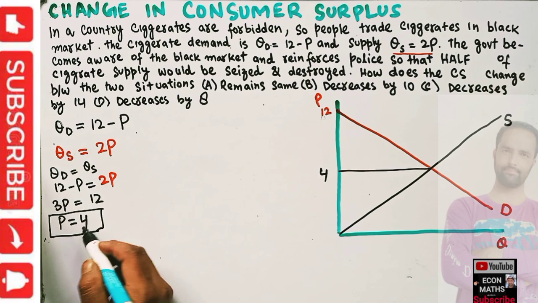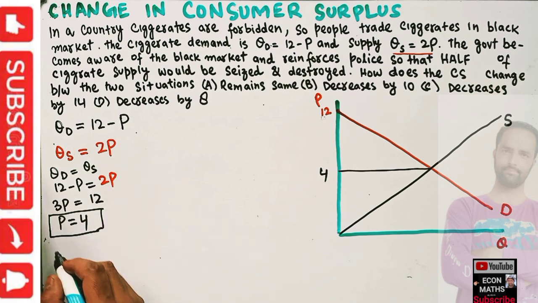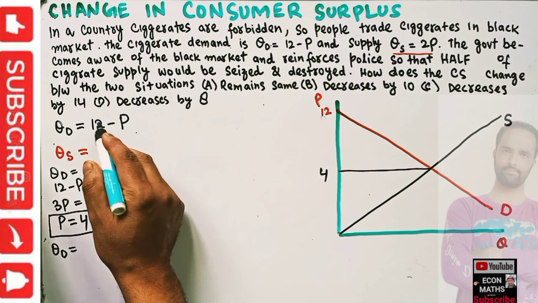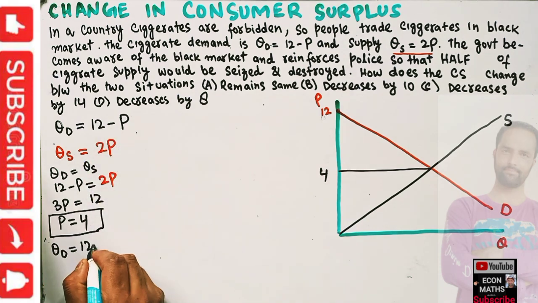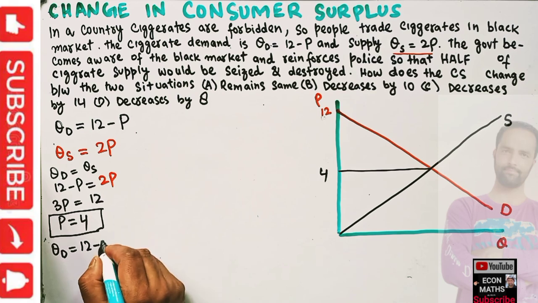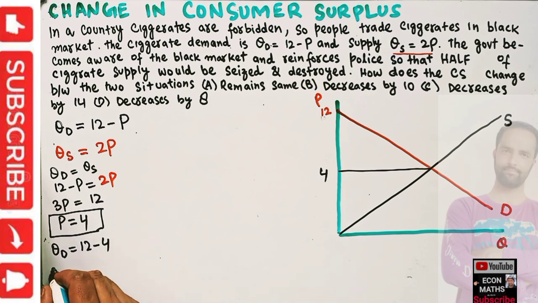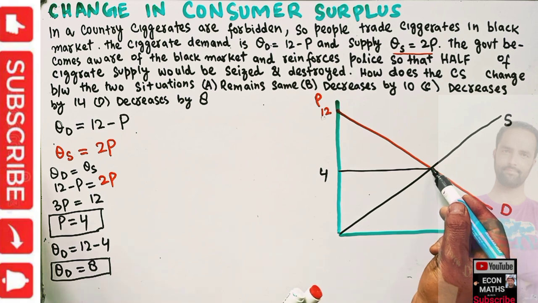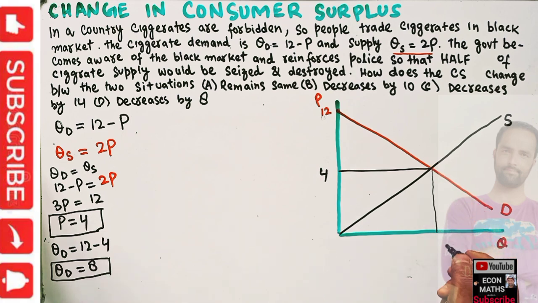Corresponding to this price of 4, what will be the quantity demanded? The quantity demanded or supplied will be equal to 12 minus P. So we have 12 minus the equilibrium price which we got here, 4. So the quantity demanded before the police comes into action will be equal to 8.